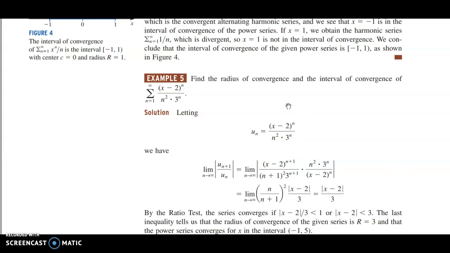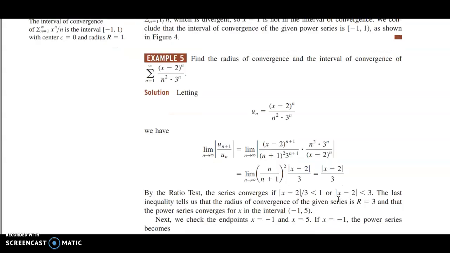Consider the next question. Find the radius of convergence and interval of convergence of summation n equal to 1 to infinity x minus 2 whole power n divided by n square into 3 raised to n. Okay, letting u_n be the total term, consider mod u_(n+1) by u_n. After some calculation, we will get this limit. And the value of n by n plus 1 tends to 1, so the limit is equal to mod x minus 2 divided by 3.